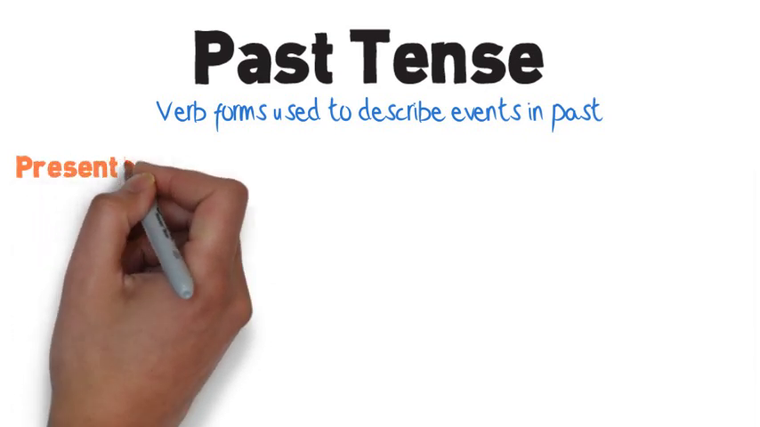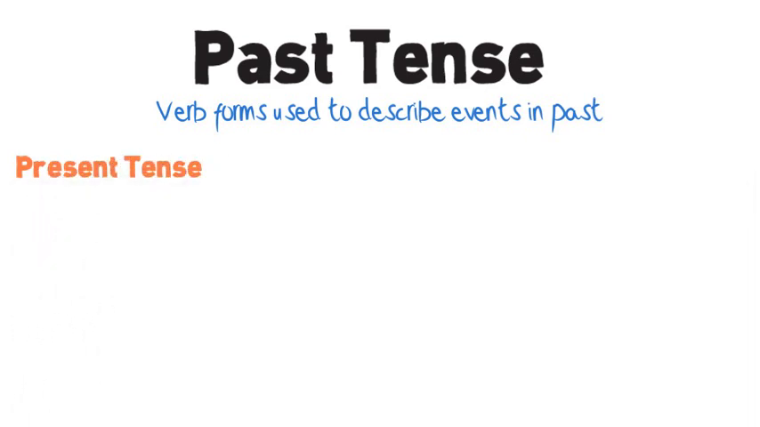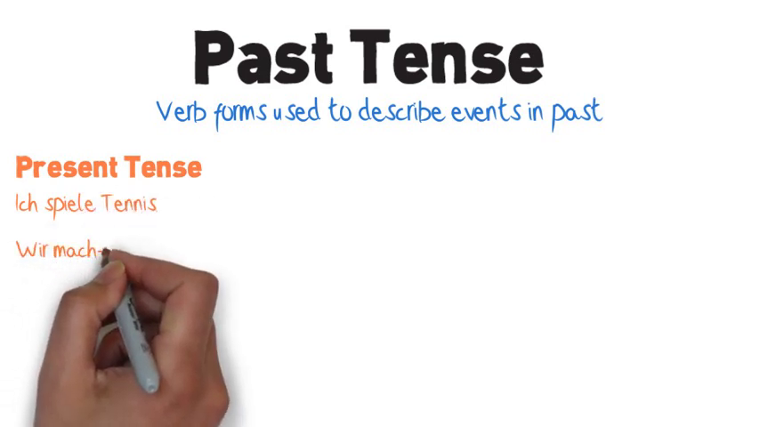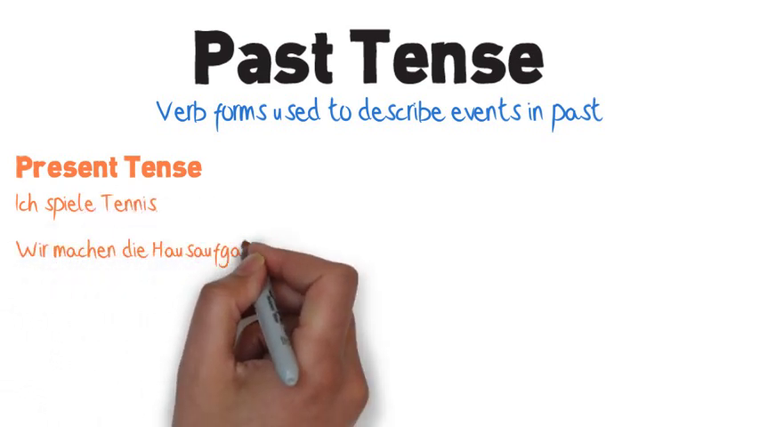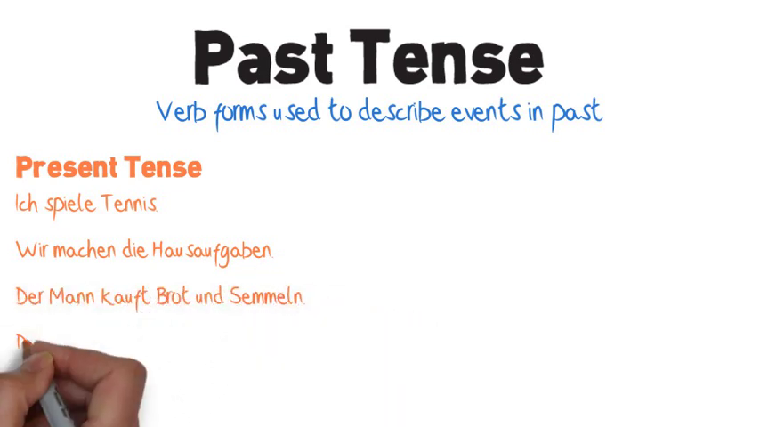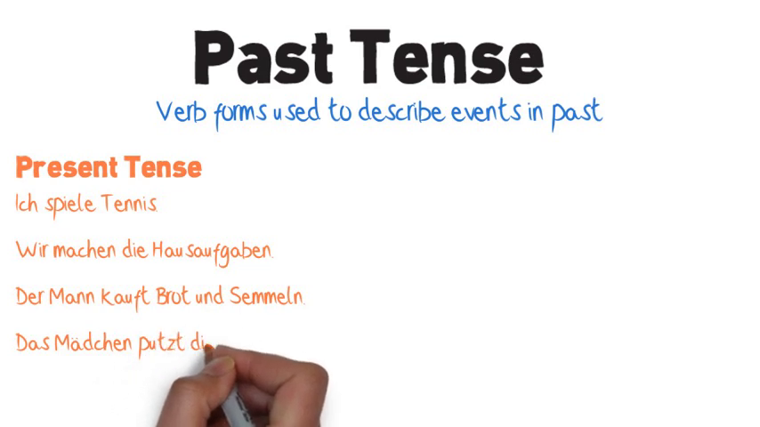First, let's look at some sentences in the present tense for the purpose of comparison. These are things that are currently occurring. Notice that the verbs are conjugated and in normal position, second in statements, and first in yes or no questions.